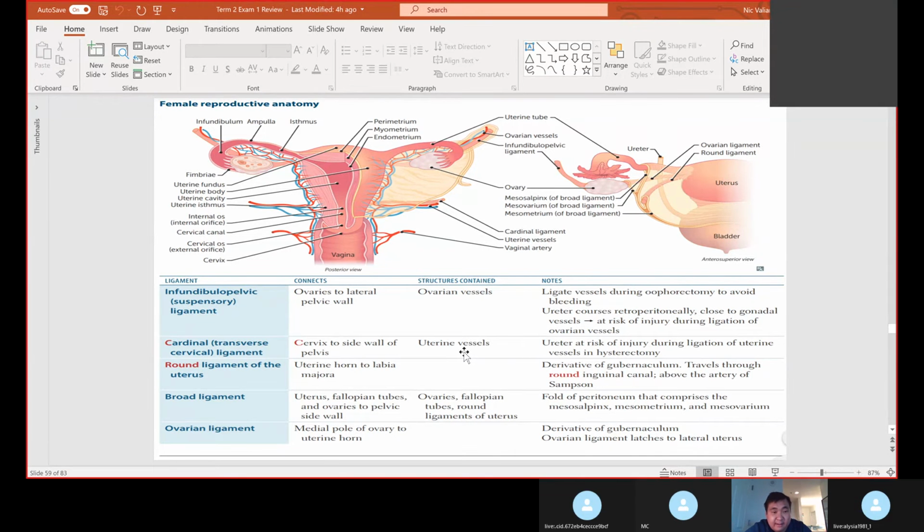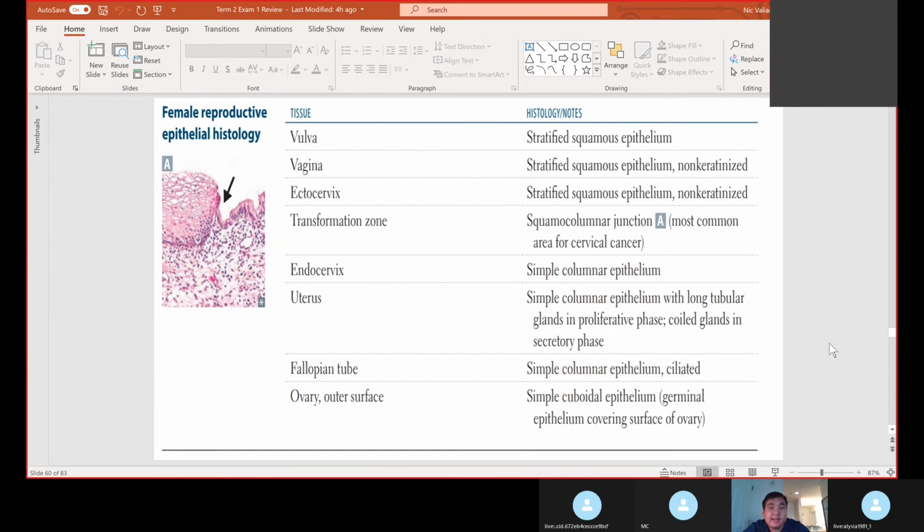Another high yield here, I think, is the broad ligament. There are different parts, the mesosalpinx, mesometrium, and mesovarium. And you have the ovarian ligament. Again, high yield, don't forget tissues in female reproductive, and then histology.